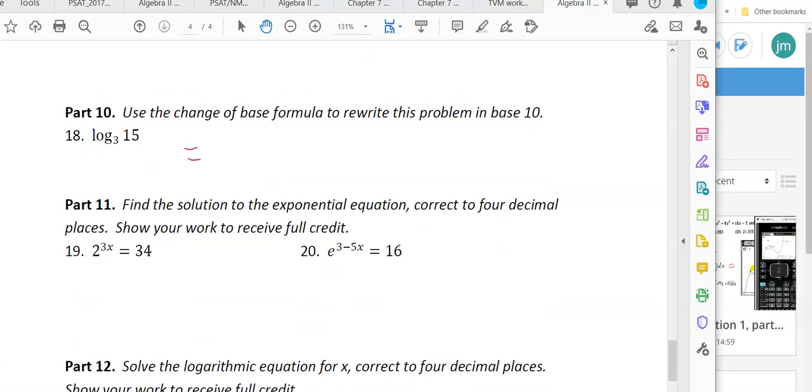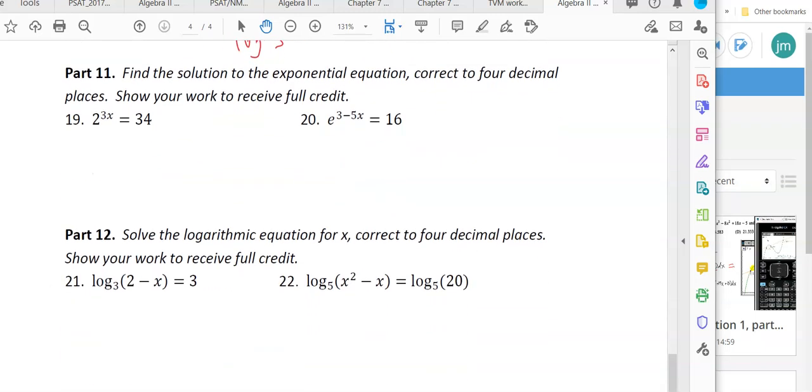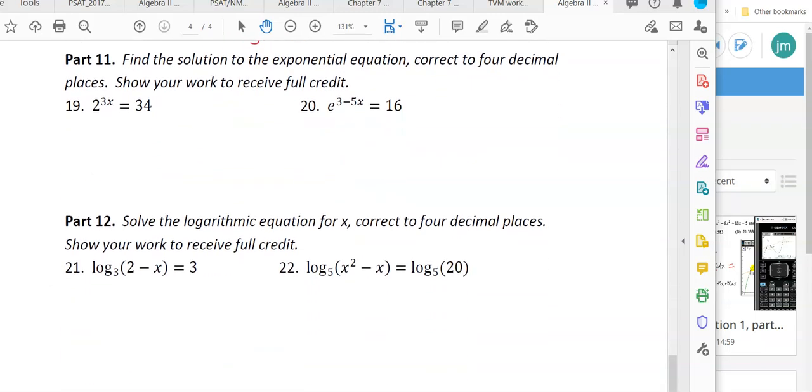Change of base, just rewrite it. So this is equal to log of 15, if I change it to base 10, over log of 3. So we might have to use your calculator for this one. So let's change the form. That's typically how we solve. So log base 2 of 34 equals the exponent, which is 3x, divide by 3, divide by 3. Just type that in your calculator at that point.